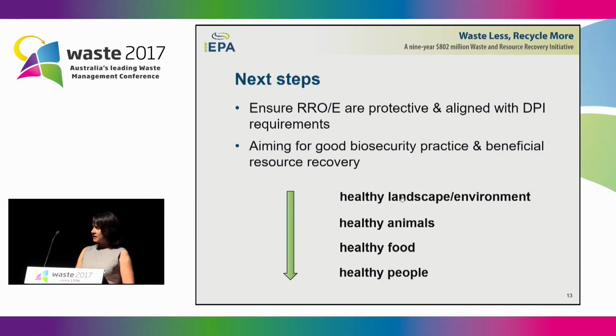So the next steps, I guess, for the EPA: we continue to work with DPI and make sure that all of our documents that we use for land application of wastes and the activities that we regulate, that they do align with DPI's requirements and that we're being consistent. Because I think really we're all looking for the same outcome. We want good food production. We don't want to be eating the negative, undesirable things that might work their way into the food chain. So good biosecurity practice and beneficial resource recovery should deliver that outcome. So where we have healthy landscape and environment all the way through to healthy community.